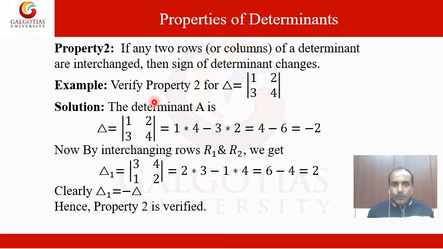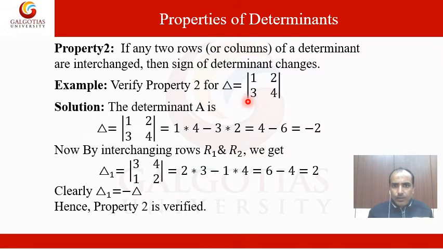Property 2: if any two rows or columns of a determinant are interchanged, then the sign of determinant is changed. That means if we interchange any two rows or columns of a determinant, then the value of determinant is changed in sign, not magnitude. That means the value of determinant numerically is equal but changes in sign. If first positive value, then applying the property we get the negative value.